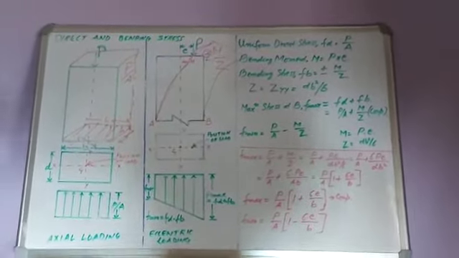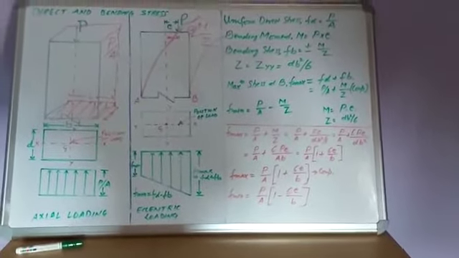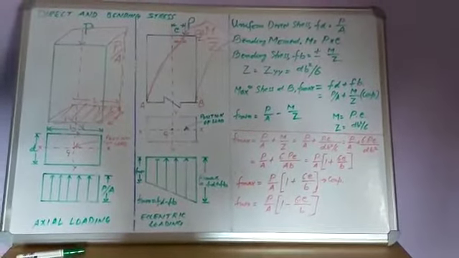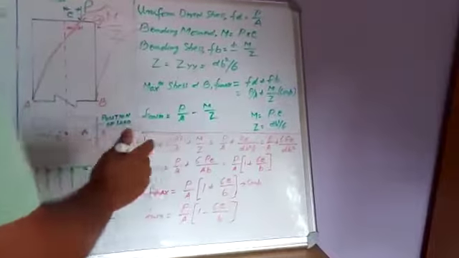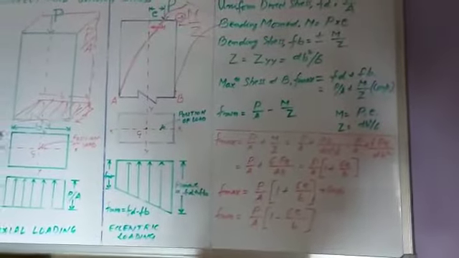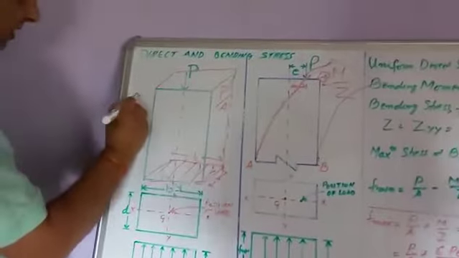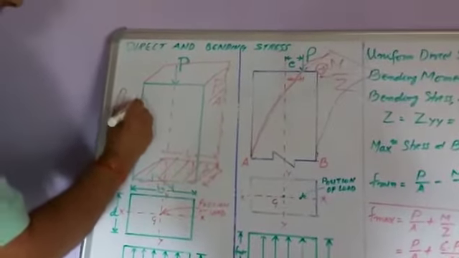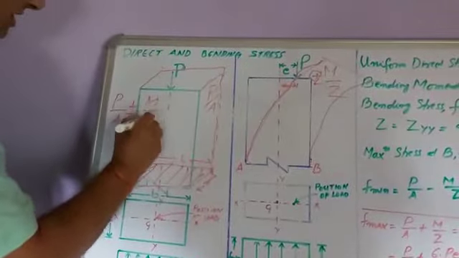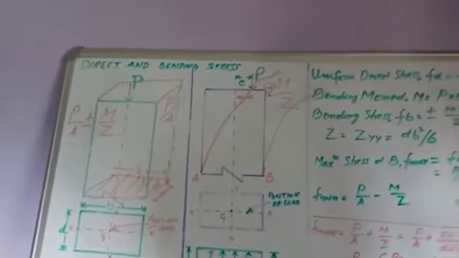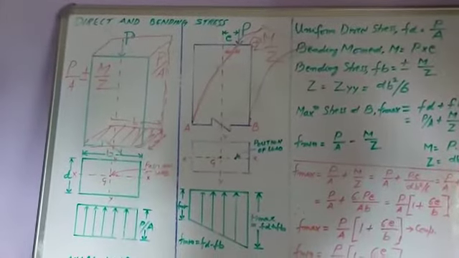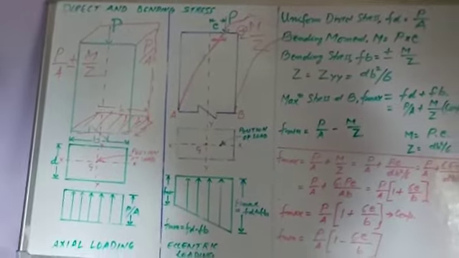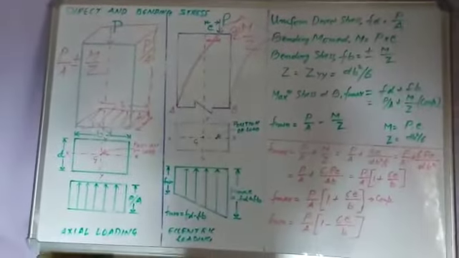So what will be your combined stress? Your combined stress will be equal to P by A plus minus M by Z. So P by A is the direct stress and M by Z is the bending stress, which may be either compressive or tensile.